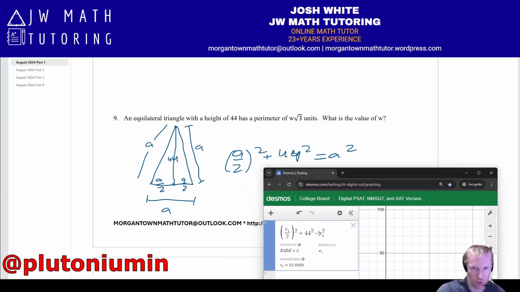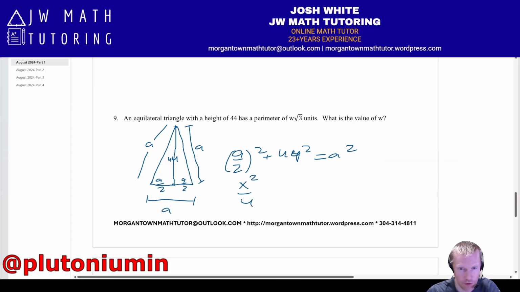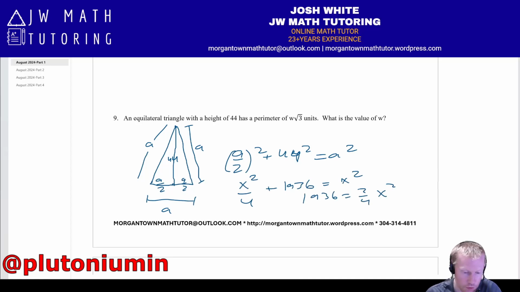Now, the other thing too is that if you do this by hand, in other words, if you do the actual manipulation out, you can actually get the exact value. So what I mean by that is, I'll just use whatever x is going forward here. This is 1936 is x squared. So basically you get 1936 equals 3/4 x squared, and then you multiply by 4/3, right? And then you're going to square root both sides.